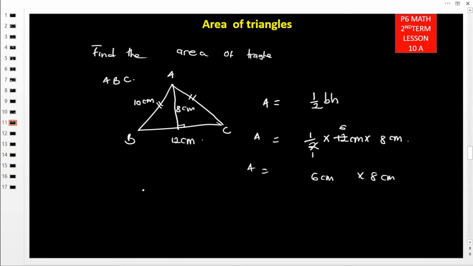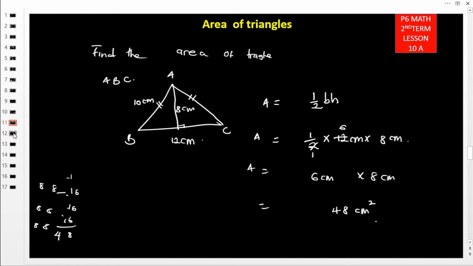So 6 groups of 8. This is one group, another, another, another. Here this one is giving us 16, and this is also another 16 and another 16. So 6 plus 6 is 12, plus another 6, plus 8. Then we put here 1, 2, 3 and 4, so we get 48. So 6 groups of 8 is giving us 48 centimeters squared.